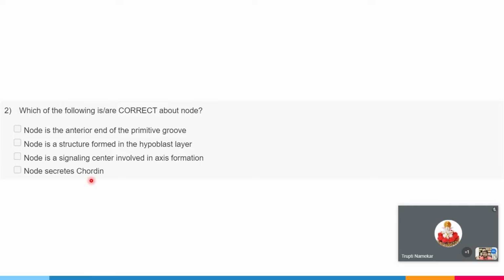Chordin is a molecule which has various roles in development. We will look into chordin momentarily in the next slides. This particular question has more than one correct answer because it's a multiple-correct type of question. So will anyone try and answer this?